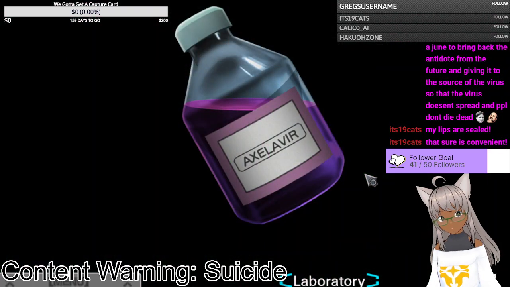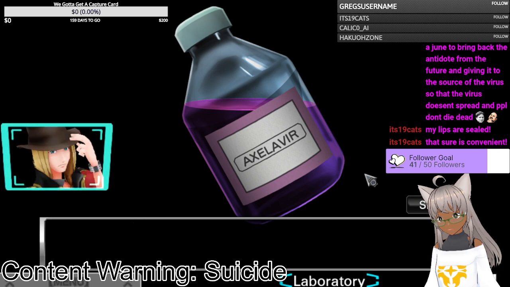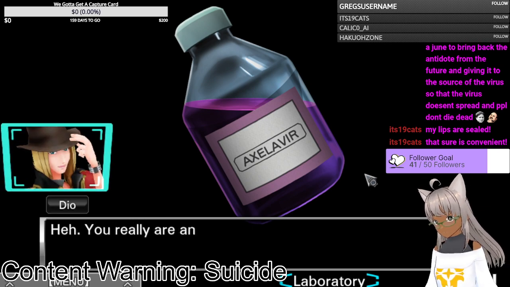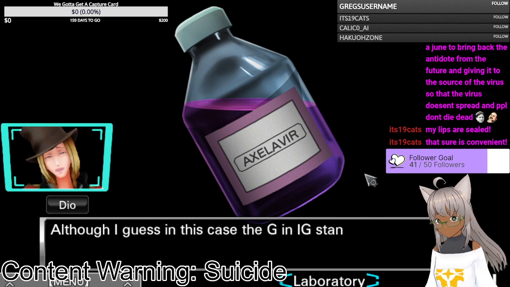I pulled the vial out of my pocket. See, it's written right there on the label. Excelivir. You really are an idiot. Although I guess in this case the G in IG stands for guy.